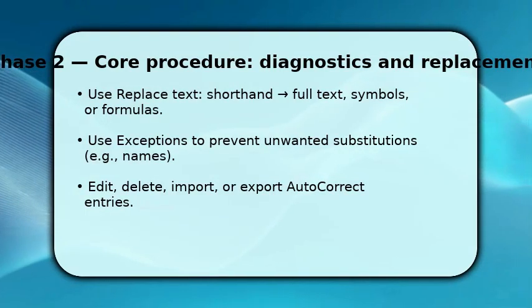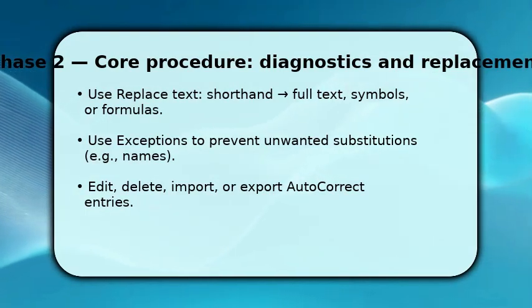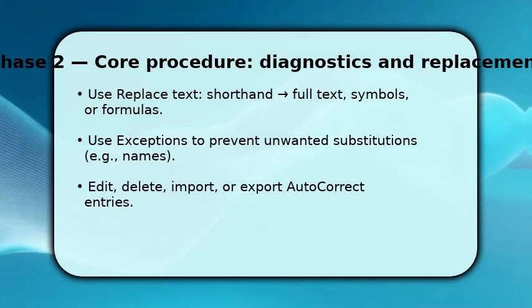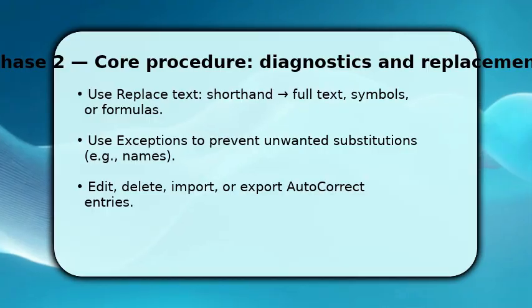Now you refine and expand replacements. Create shorthand to full-text rules, insert symbols, or common formula fragments. You should test each rule in a sample cell to see how Excel triggers replacement. Some require space or punctuation after the shorthand.